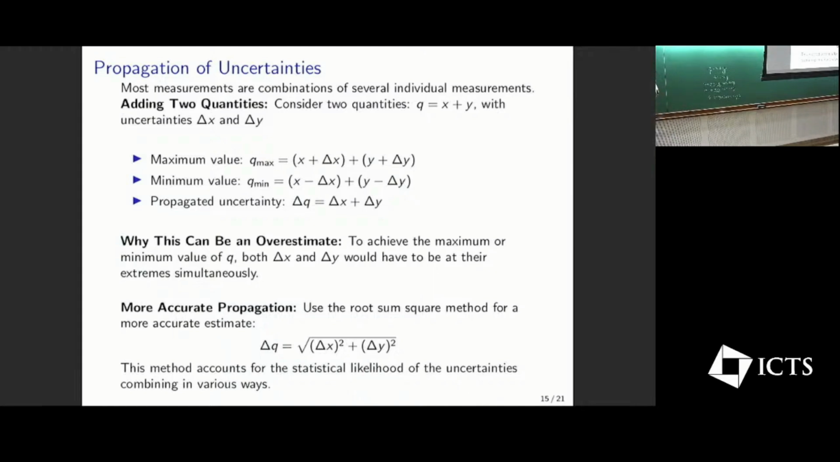Okay, and you can actually test it out, and the same thing works with the difference. So if you had Q to be x minus y, then what is the maximum possible value of Q? What is the minimum possible value of Q? You can try and figure out, and then again you will see, what do you think the uncertainty is going to be? Is it going to be delta x minus delta y?